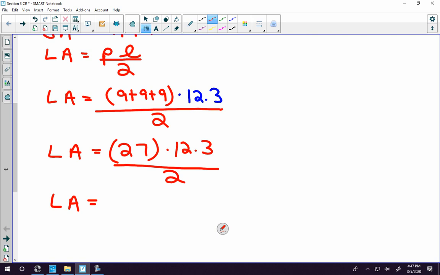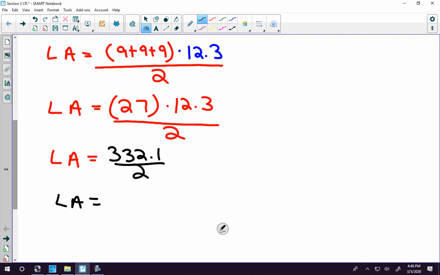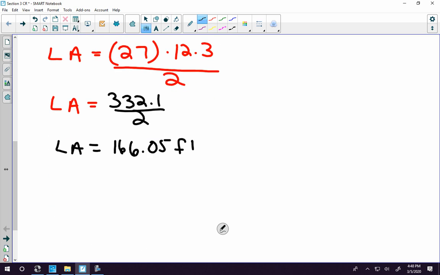Sorry, I want to get out my calculator. So 27 times 12.3 will give us 332.1. Then half of that will be our lateral area of the pyramid. So half of 332.1 would be 166.05 square feet.